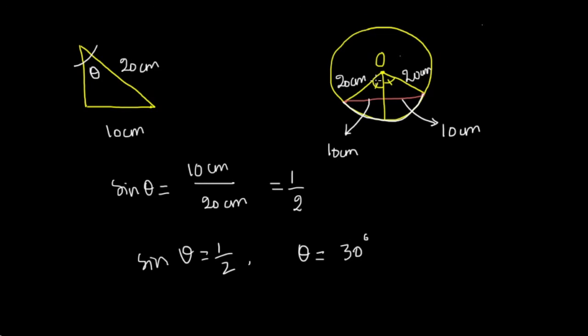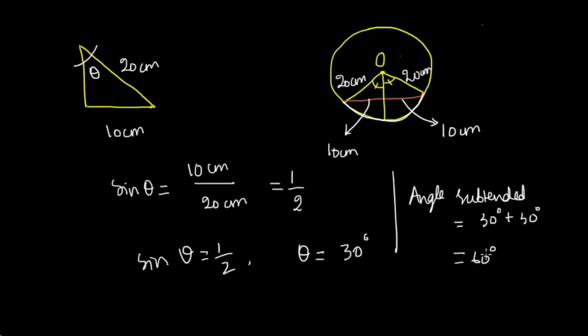We also know that both of these are equal because that's how we have drawn this line, which means the angle subtended by the chord is, let me write down, angle subtended, that is equal to 30 degrees plus 30 degrees, which is equal to 60 degrees.